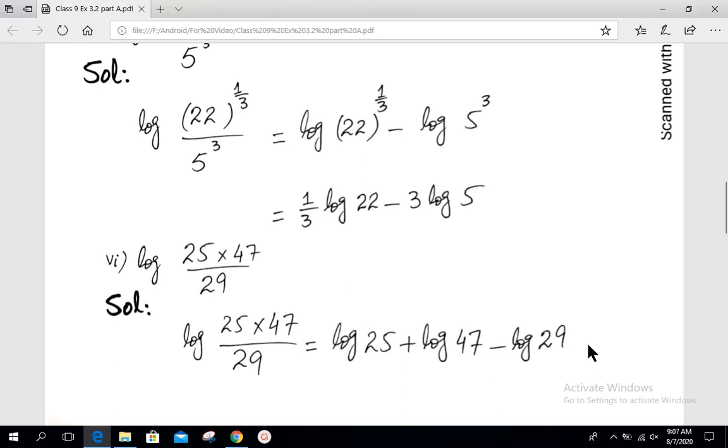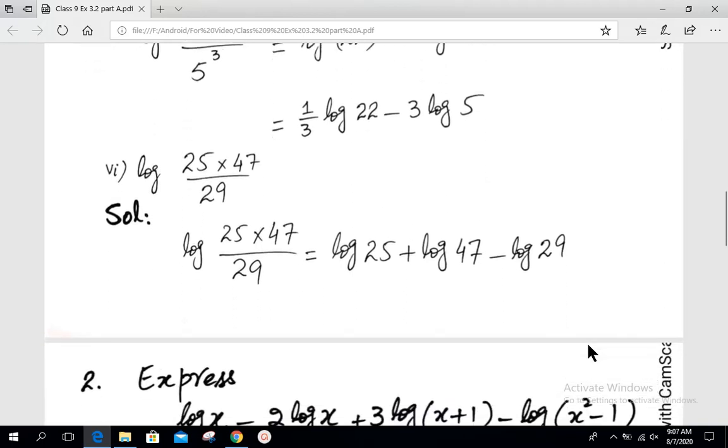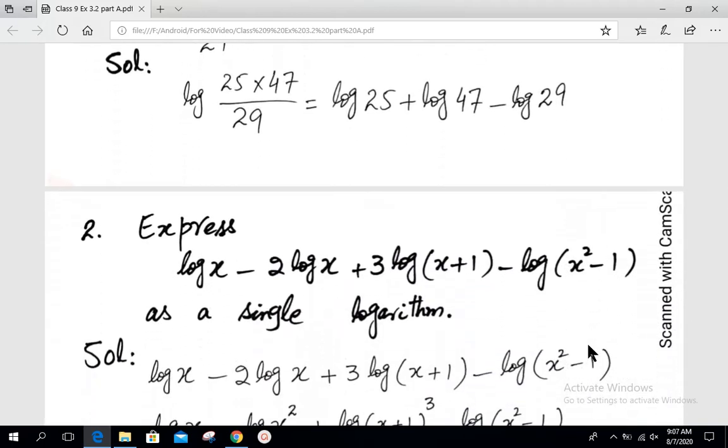So basically we are applying both the two laws, first and second. Hope it is easy and clear. We now move to the next question, that is question number 2. The statement says: express log x minus 2 log x plus 3 log of x plus 1 minus log of x square minus 1 as a single logarithm.